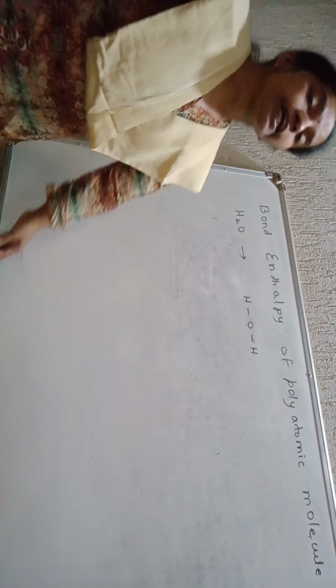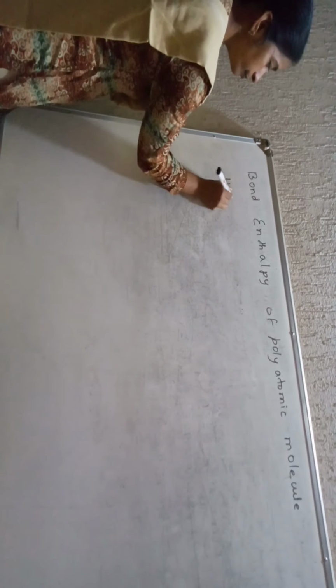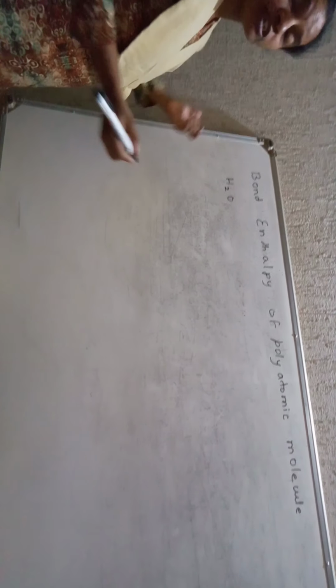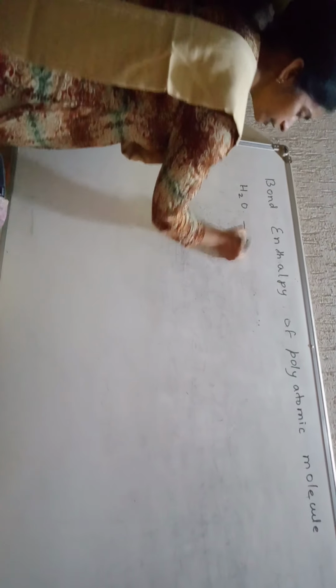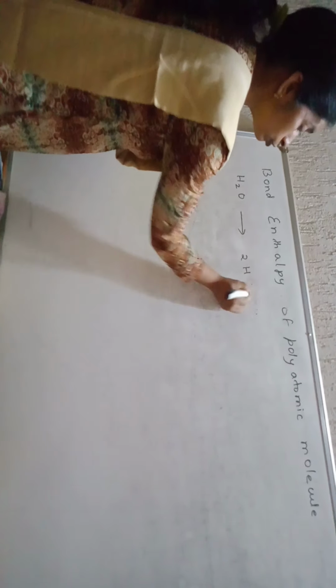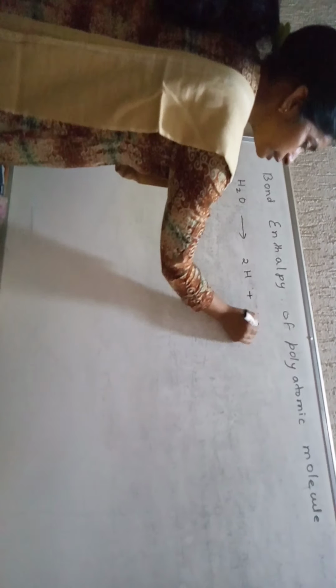If you take the water molecule, how are you going to show the bond enthalpy? Please concentrate here. Take the water molecule. This is a polyatomic molecule because it consists of hydrogen and oxygen. Water dissociates into hydrogen and oxygen atoms. The enthalpy change of the reaction is given by roughly 927 kJ.